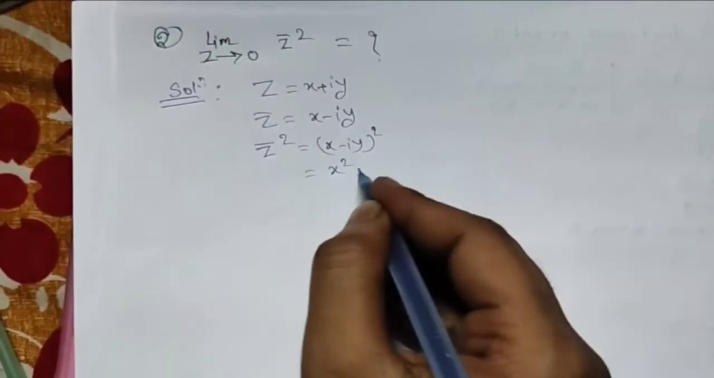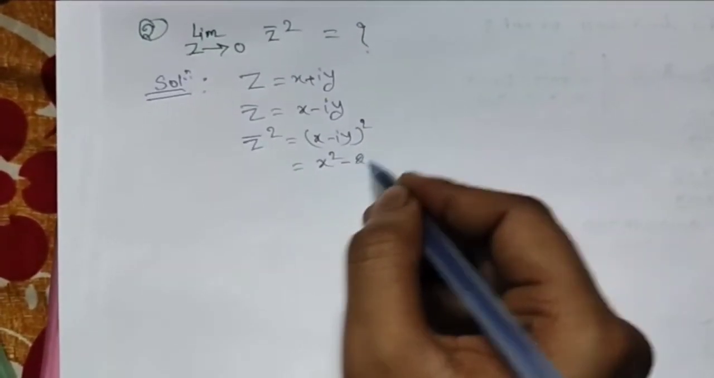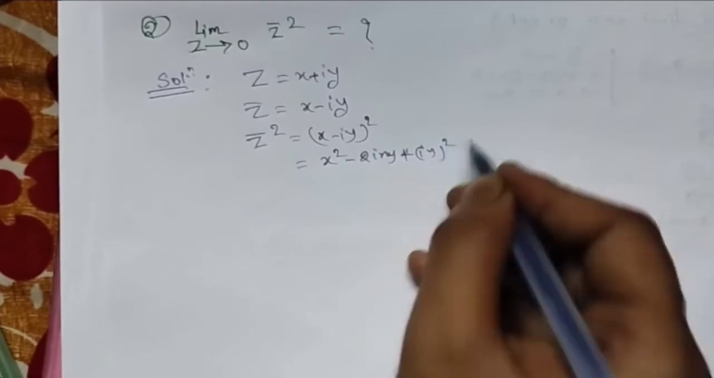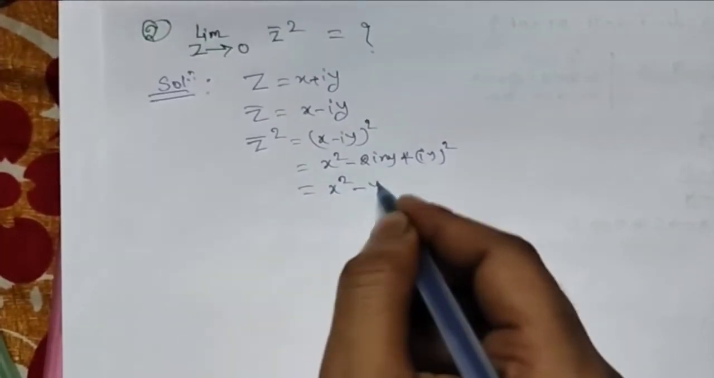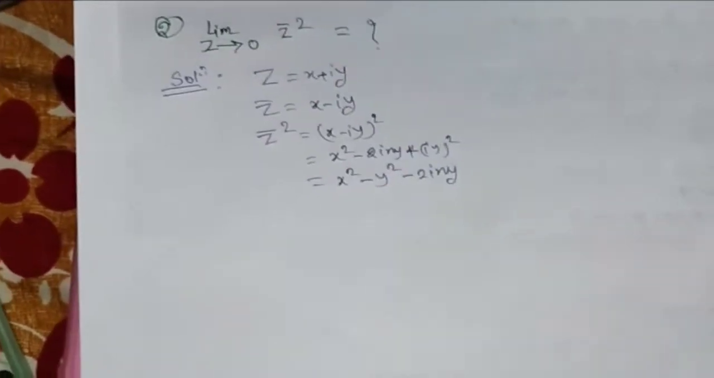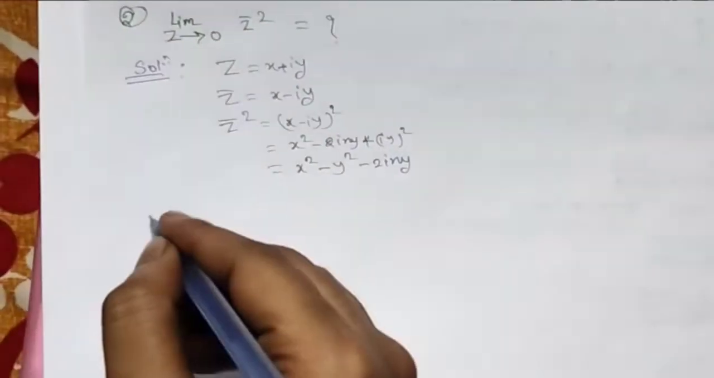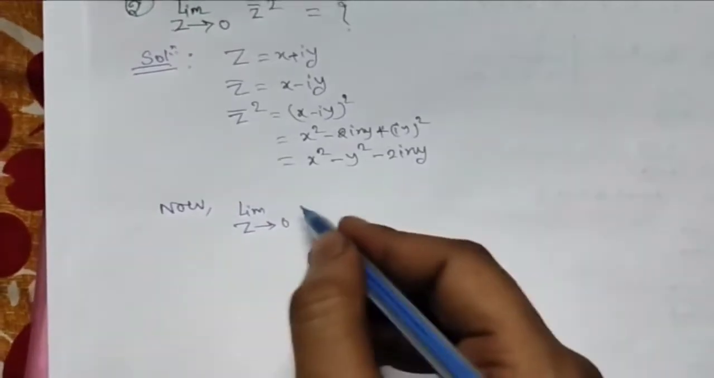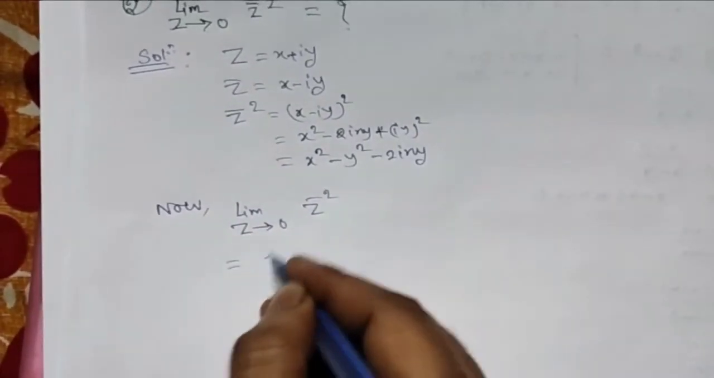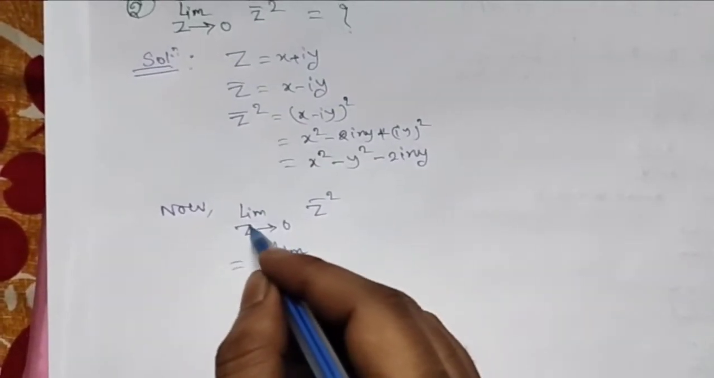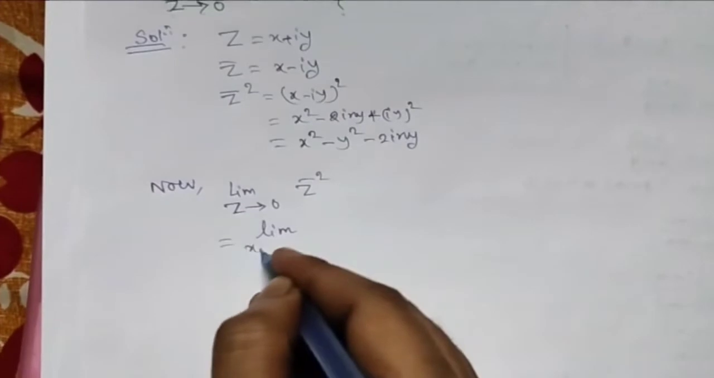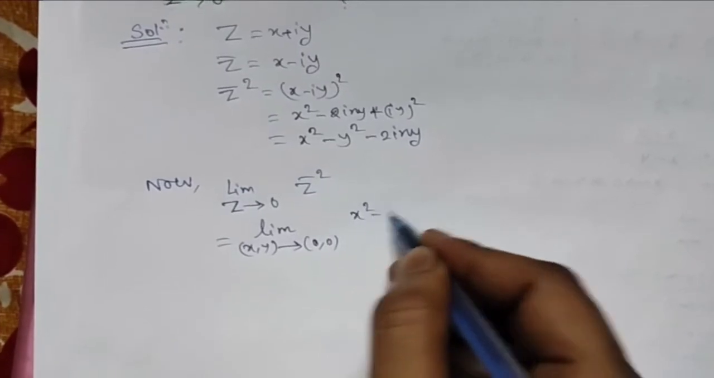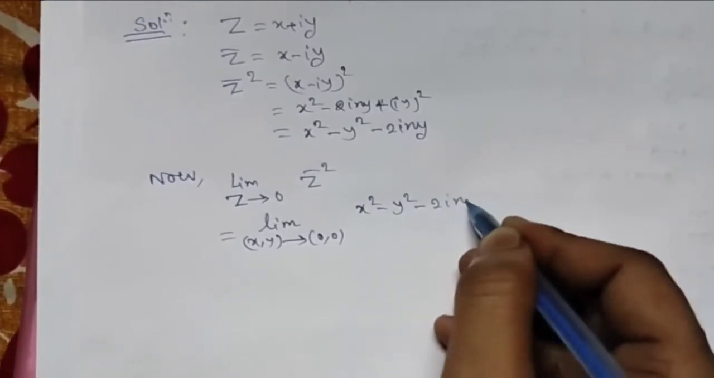So this is x square, (a minus b) whole square, this is minus 2ixy plus iy its square. So x square minus y square minus 2ixy. Now the limit z tends to 0 of mod z bar square is equal to the limit, from the previous example we can write (x, y) tends to (0, 0) of x square minus y square minus 2ixy.